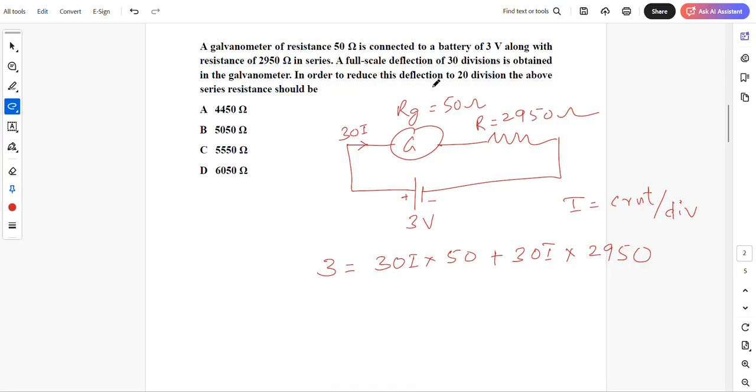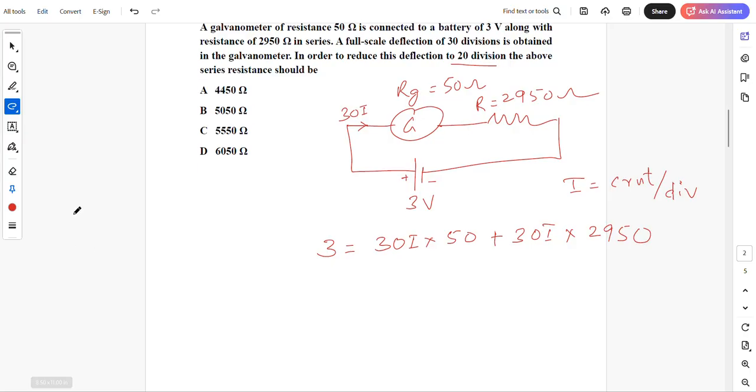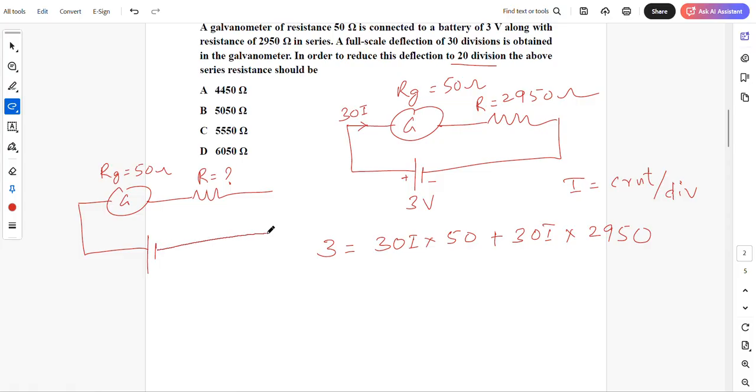Now next, in order to reduce this deflection to 20 divisions, again the same circuit you have to draw. The galvanometer will be as it is, and Rg is now also 50 ohm. Therefore, what series resistance R should be connected so that it gives a deflection of 20 divisions?